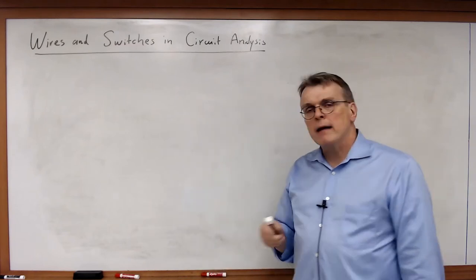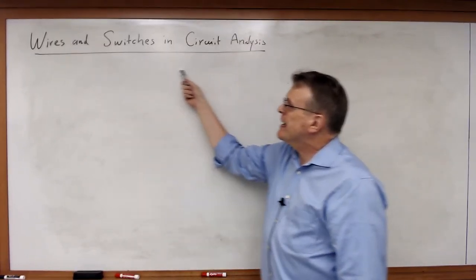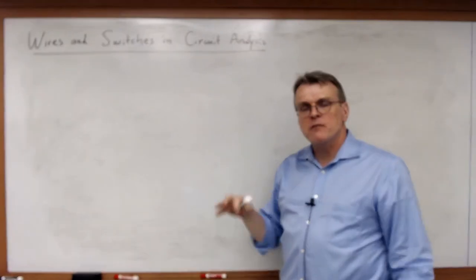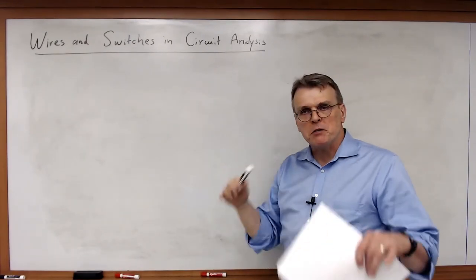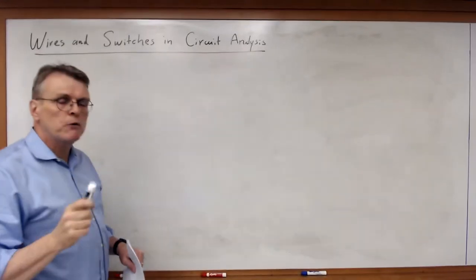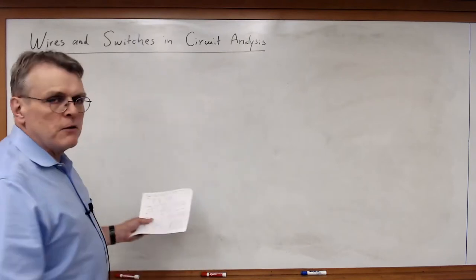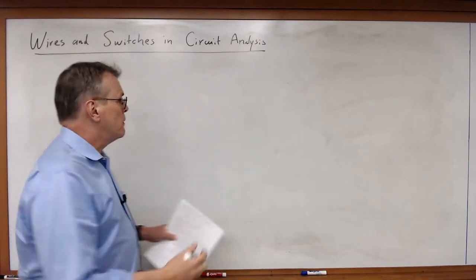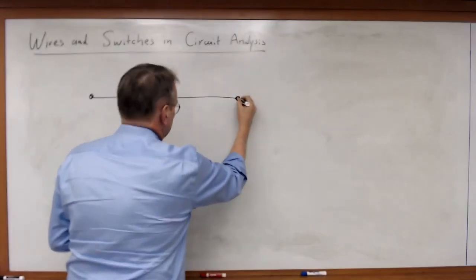But before we do that, I need to talk a little bit first about how we connect things together, the kinds of models and the types of elements we use to put things together. So I want to talk about wires and switches and how they're going to apply in circuits. So let's consider some of the things we're going to use. And one of those is the following.